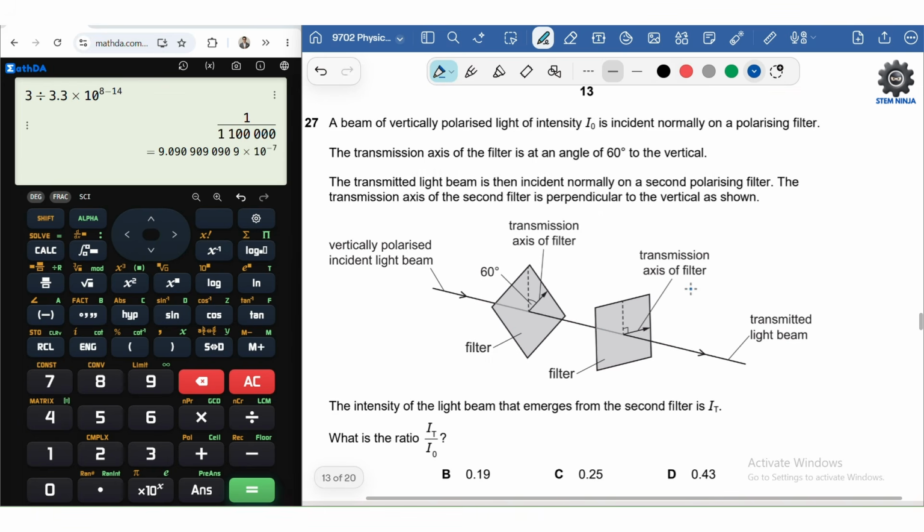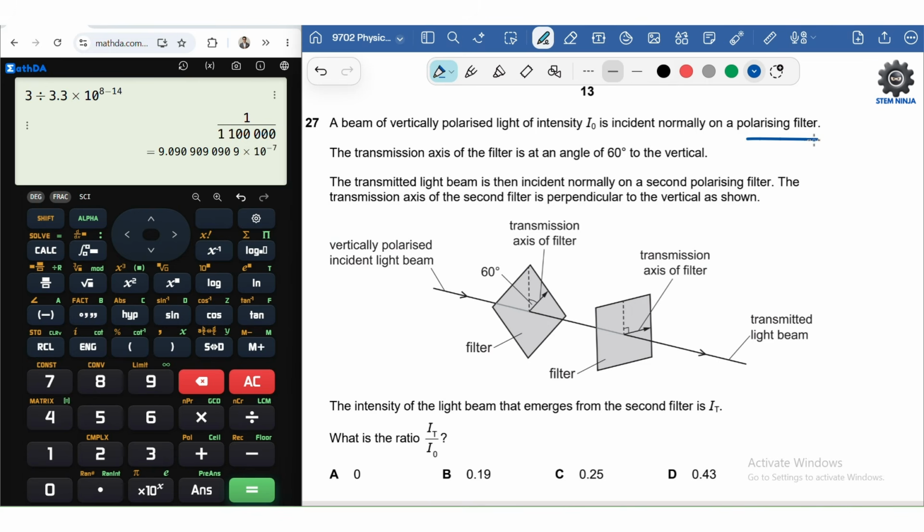A beam of vertically polarized light of intensity I0 is incident normally on a polarizing filter. The transmission axis of the filter is at an angle of 60 degrees to the vertical. The transmitted light beam is then incident normally on a second polarizing filter. The transmission axis of the second filter is perpendicular to the vertical as shown. The intensity of the light beam that emerges from the second filter is asked for.